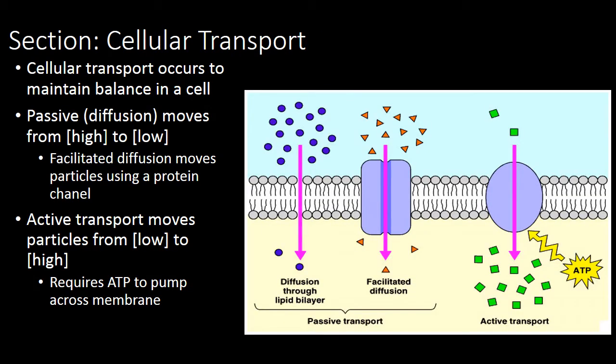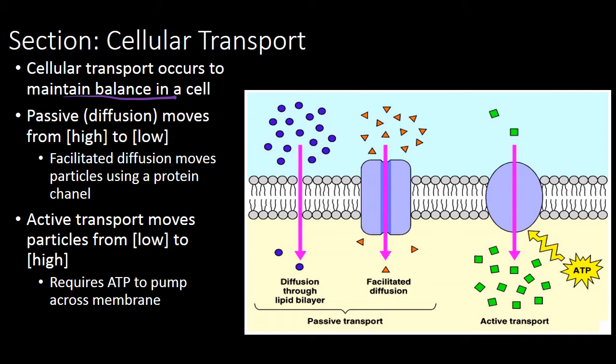Alrighty, your next section is cellular transport. Cellular transport, basically the purpose of this is to move stuff in and out to maintain balance. Remember the word balance, homeostasis. And remember, all cells, prokaryotic and eukaryotic, move things in and out. So this is happening in both.